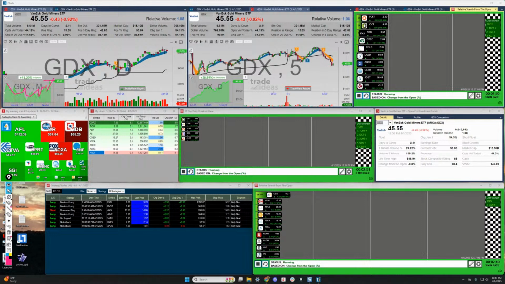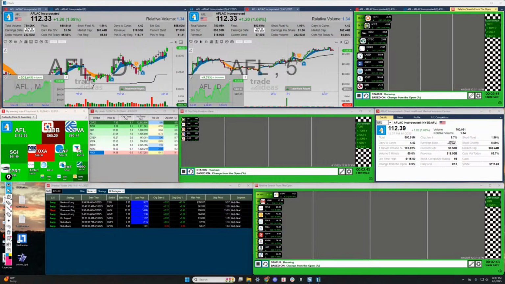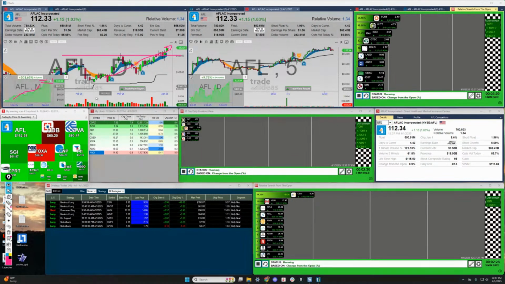My go-to scan is this here, my evening update. How do I trade it? I look for charts that look like this AFLAC chart, as a matter of fact. I like to see stuff like this. We're trending up, maybe we had a bit of a pause, and we look like we're ready to go short term again here. That's a beautiful looking chart right there. So I'm looking for charts that look like that.